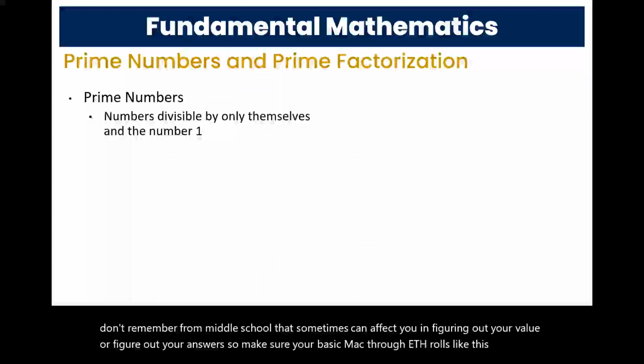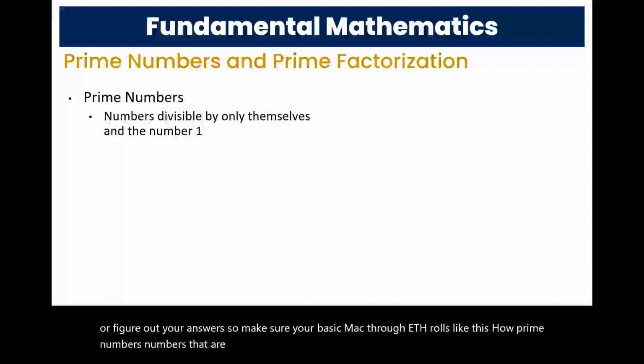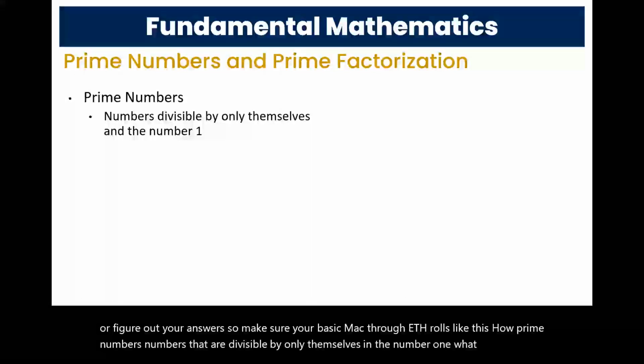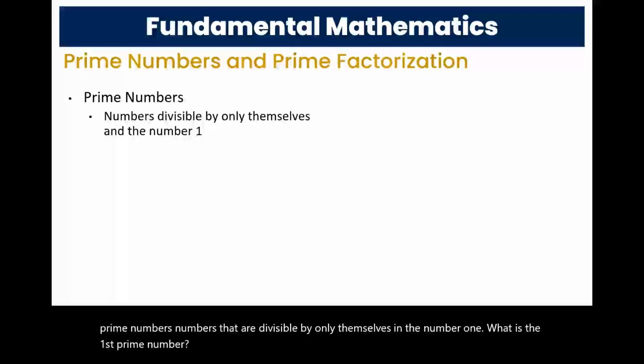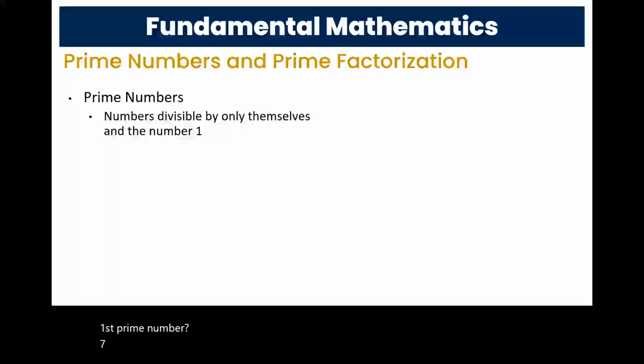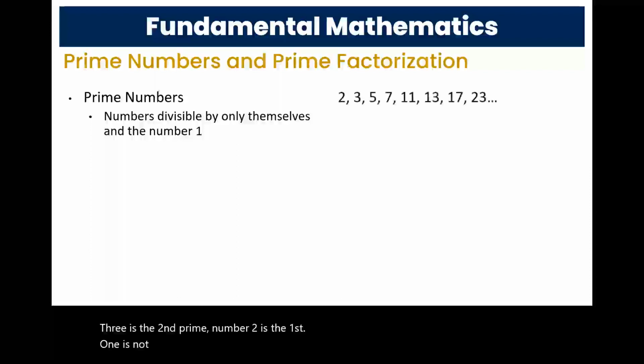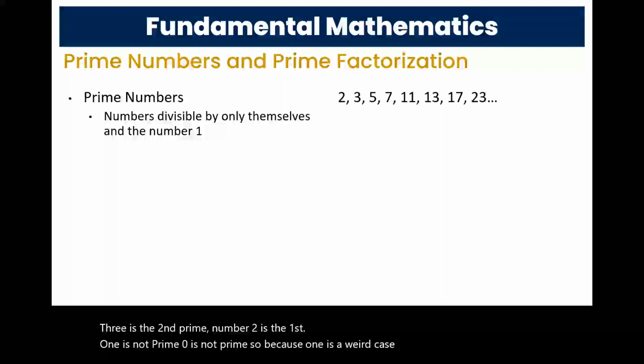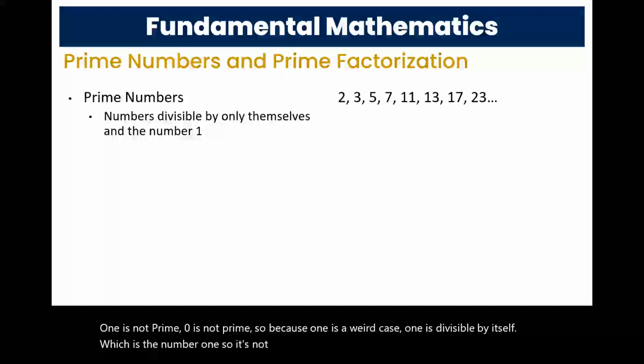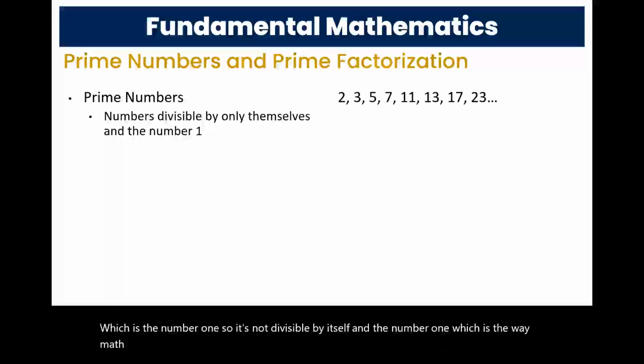How about prime numbers? Numbers that are divisible by only themselves and the number 1. What is the first prime number? 7 is actually the 4th prime number. 3 is the 2nd prime number. 2 is the 1st. 1 is not prime. 0 is not prime. 1 is a weird case. It's not divisible by itself and the number 1 as two distinct numbers, which is the way math rules work. So 1 is not prime.